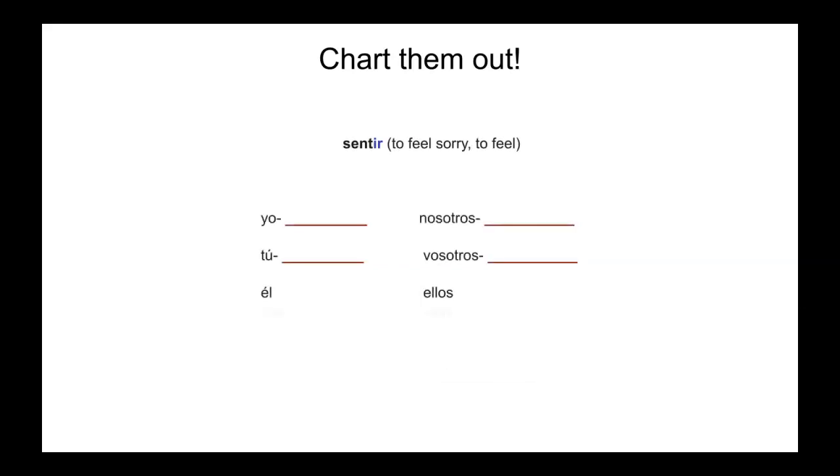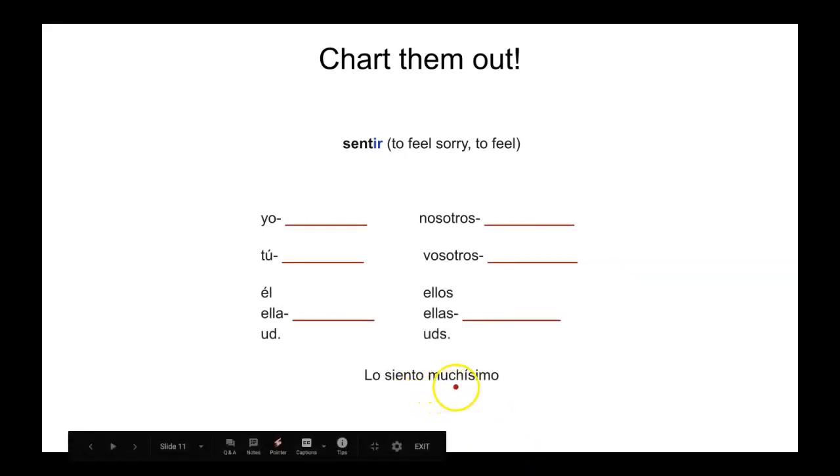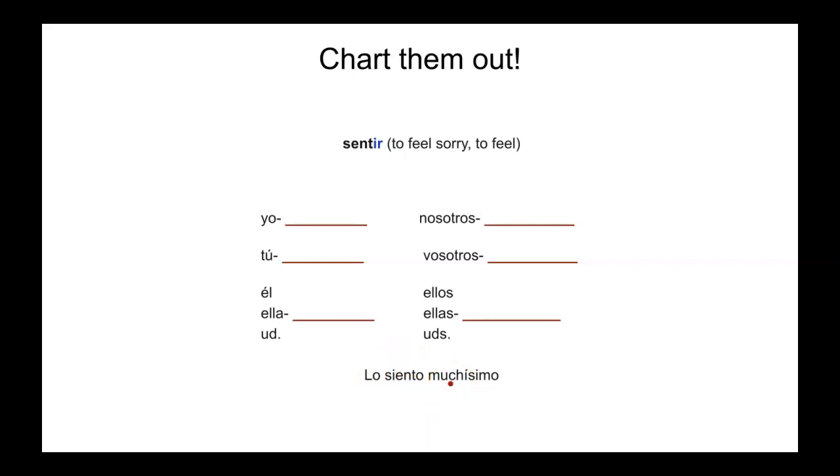Sentir. All right, to feel sorry, for example. Lo siento muchísimo. I am so sorry. You'll hear this tons in Spanish. Lo siento. I'm sorry. Lo siento. Lo siento, señor Snowdy. Lo siento por llegar tarde a la clase de español.